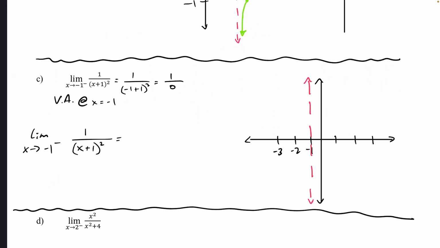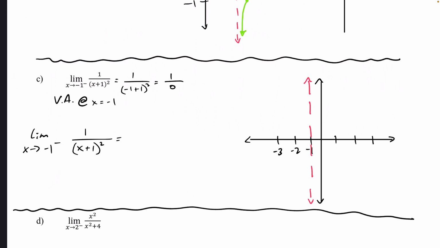You plug in a number, and you get something over 0. That means there's a vertical asymptote wherever that was. From now on, that's true for one-sided and two-sided. The only time we care about asymptotes is for one-sided, but if that was a two-sided limit, your answer would be D and E, right? Your answer would be D and E.